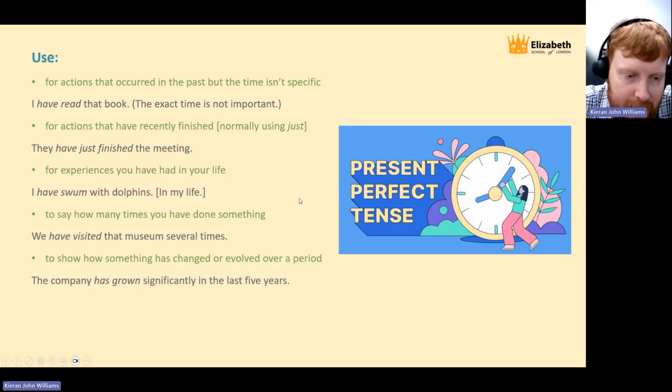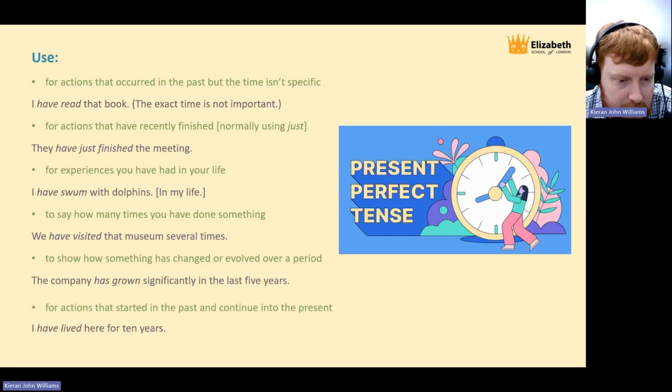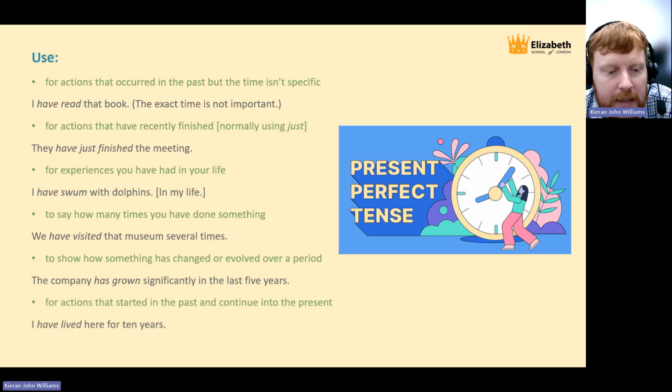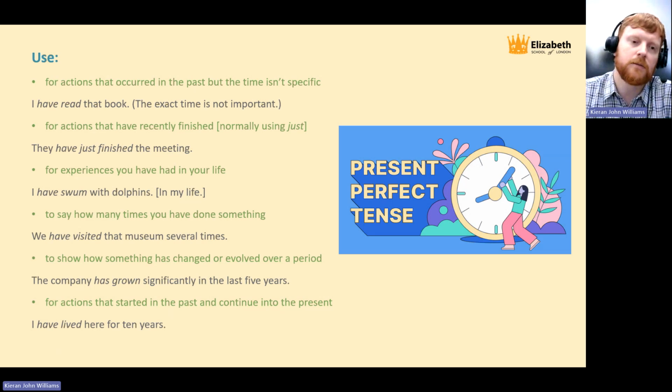And then this one we've got here is to show how something has changed or evolved over a period of time. It tells us here, the company has grown significantly in the last 5 years. That means that it started in the past and it is continuing now. And that connects with the last one here. I have lived here for 10 years. This means that you moved here 10 years ago. You lived for all of that period and you are still living here now. That would be in present perfect.